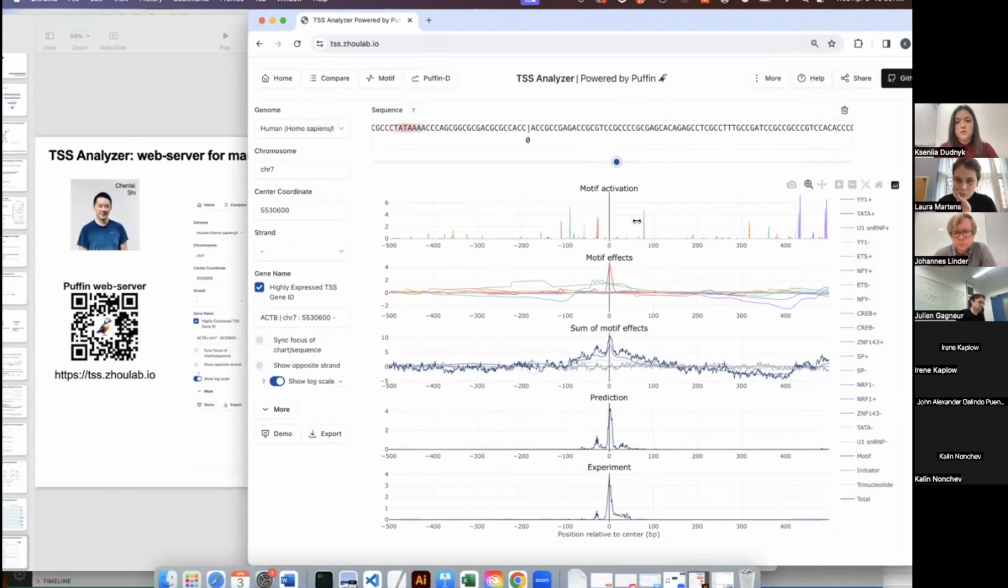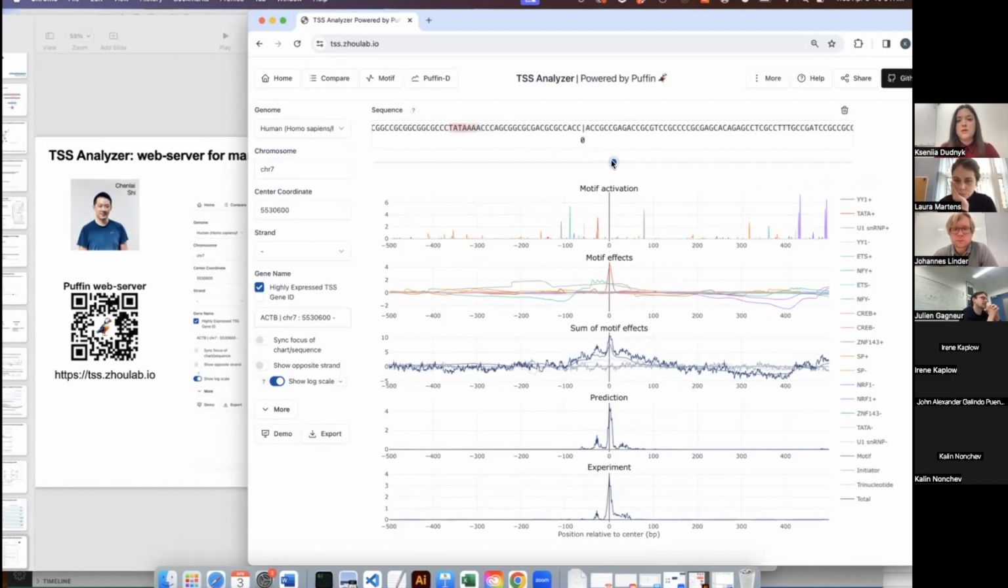This plot shows the motif activation score in that sequence, and also the sequence is colored by the motif, which motif was activated, like TATA here, or again NFY. Then you can see the motif effect, and you can see which motif contributes to the transcription initiation. Then the sum of every effect and the prediction and the experimental values. You can input any coordinate that you want, or you can find the gene that you like, or you can replace the sequence with a completely new sequence.